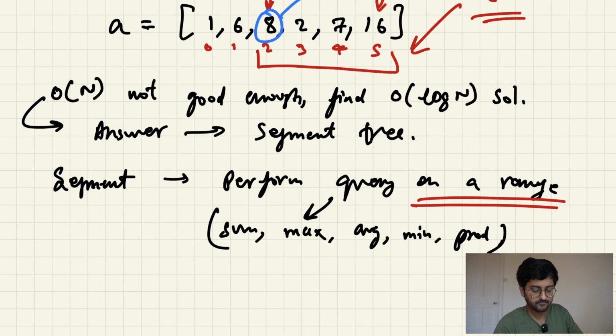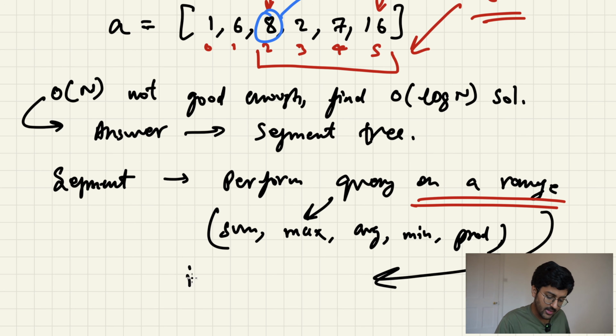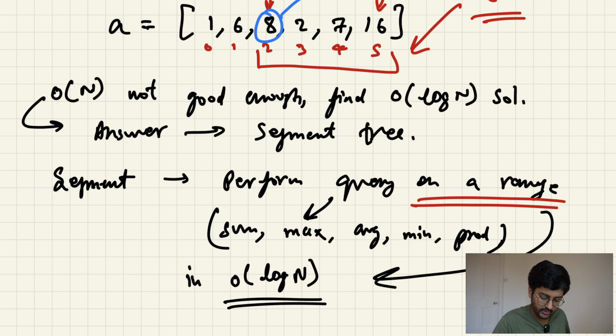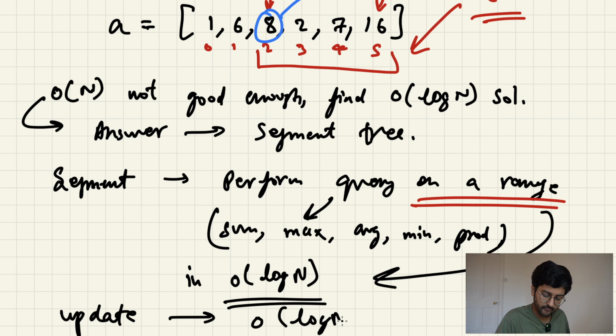Okay, move forward. That's one thing. And perform on a range in O of log n time. How did we get O of log n? Obviously we'll look at it. Now, one more thing is that the update function is also O of log n time.